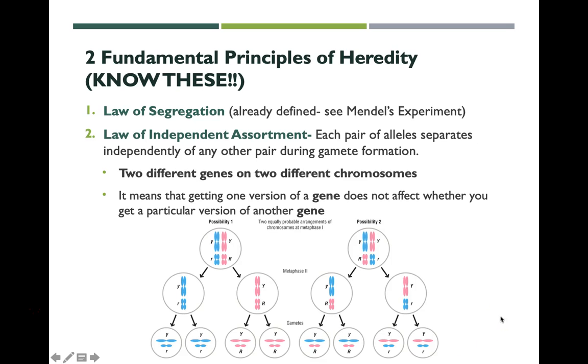The example that we're going to talk about here is actually seed color, yellow or green. That's shown by the Y alleles here. And then seed shape, round or wrinkled. That's shown by the R alleles here. And so this is actually showing that you can get any possible combination of Y alleles with R alleles, and getting one doesn't affect whether or not you get the other.